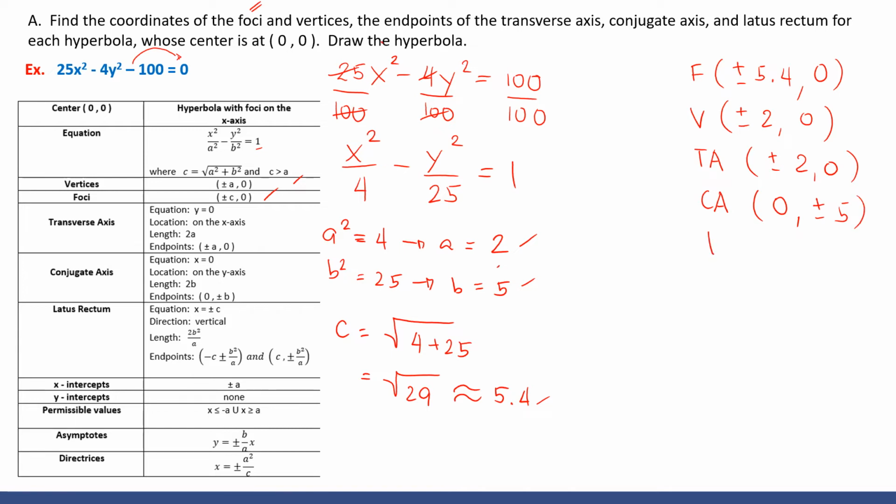And then for the endpoints of the lattice rectum, it is what? Negative c, so that is negative 5.4, and then plus minus b squared, that is 25, over a, which is 2. And 25 over 2 is what? Negative 5.4 here, plus minus 25 over 2 is 12.5. So with this, kaya na nating i-plot ulit yung ating hyperbola.